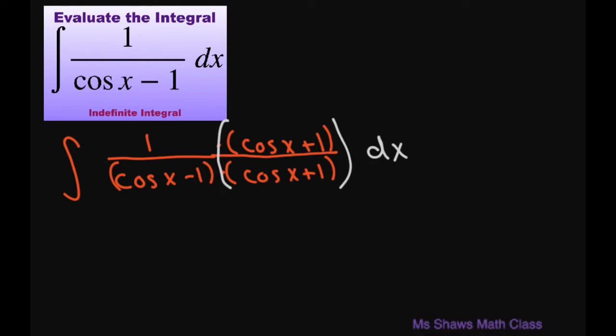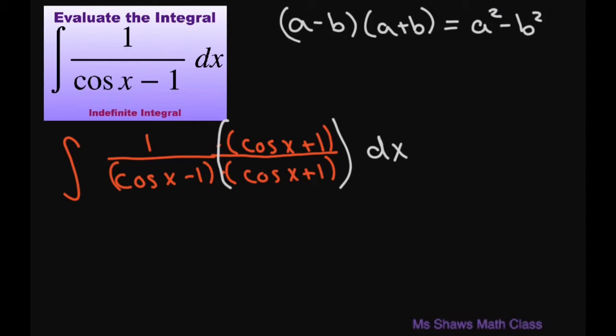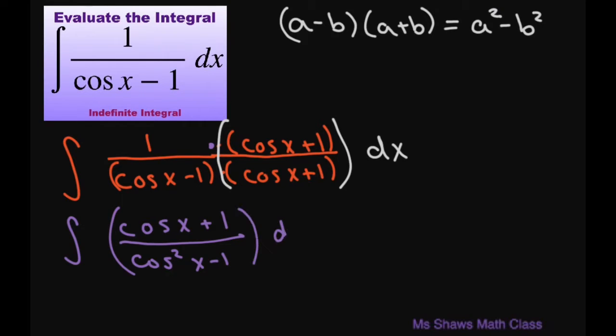Now by the conjugate, what I mean is, if you have a minus b, then the conjugate is a plus b. If you had a plus b, then the conjugate would be a minus b. And this is your difference of squares, which gives you a squared minus b squared. So now I can rewrite this as the integral of, multiplying 1 times this, cosine x plus 1, and the denominator is going to be cosine squared of x minus 1. And then we have dx.